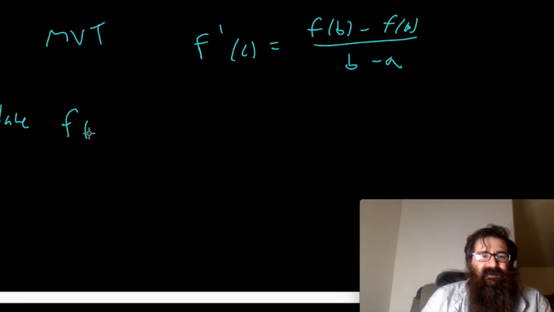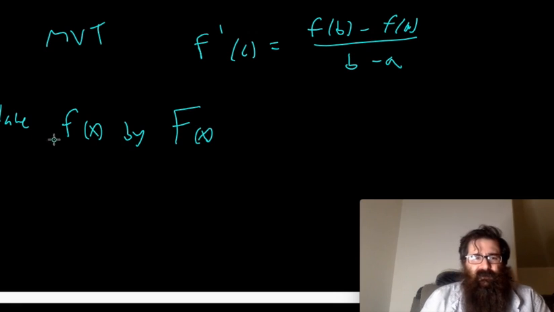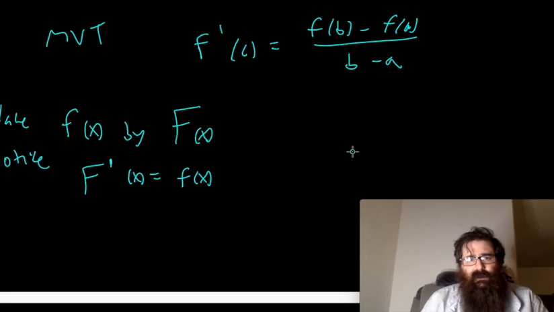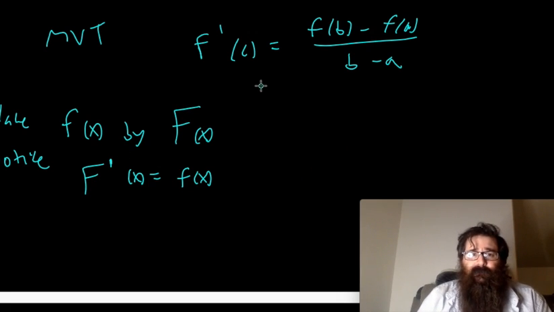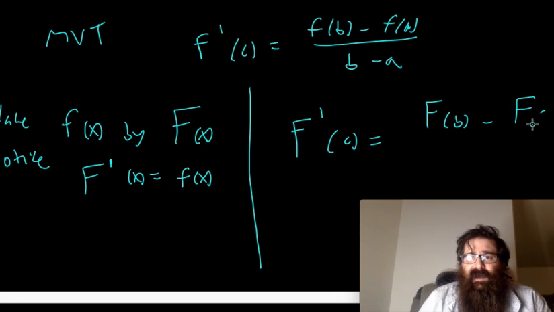replace f of x by big F of x, and here we're thinking about an antiderivative. I want you to notice that big F prime of x is just little f of x. Again, thinking about antiderivatives. Then we would get the following useful result. We would start by saying, okay, so this is now big F prime at c is equal to big F at b minus big F at a, all divided by b minus a.